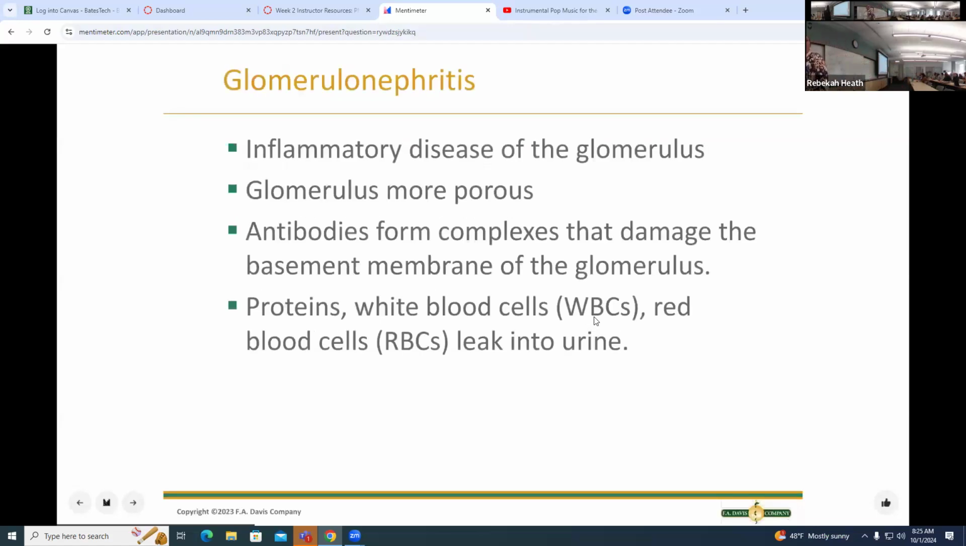All right, next one, glomerulonephritis. That's where you get inflammation in the glomerulus of the kidney itself. The glomerulus, kind of like nephrotic syndrome, gets more porous. There are antibodies that actually form though with glomerulonephritis. And then proteins, white blood cells, red blood cells all get leaked out and the body is losing those. So there are a lot of similarities between glomerulonephritis and nephrotic syndrome, where they're losing a lot of fluid and a lot of proteins in the urine.